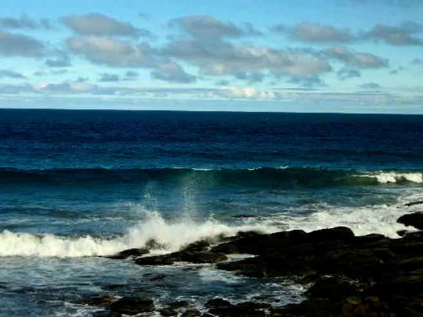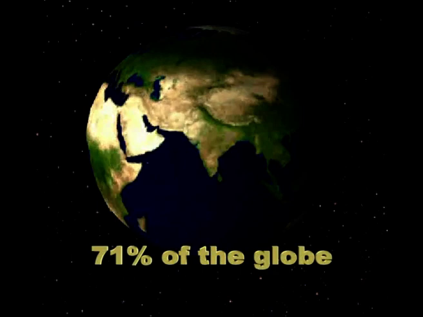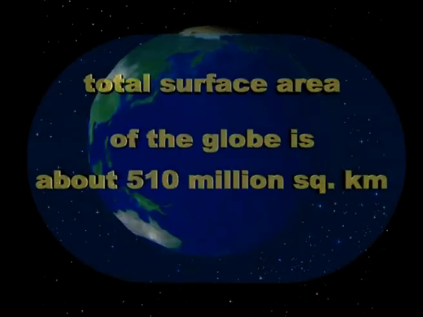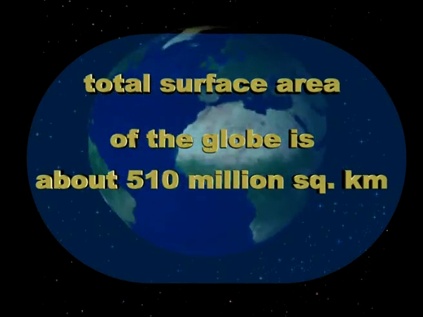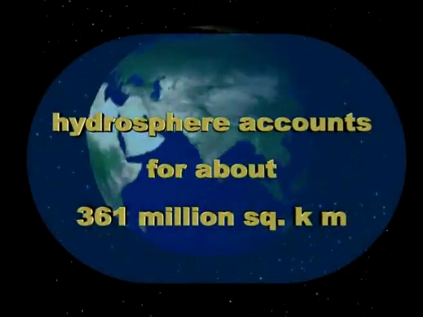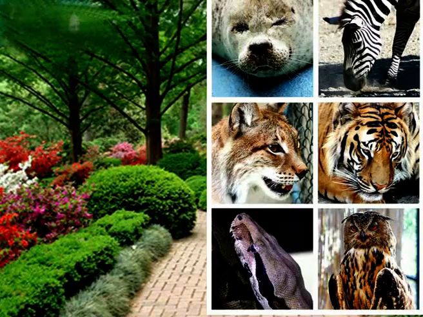Oceanic water. The sources of surface water are precipitation, melting of ice, springs and seepages. The groundwater is also called subsurface water or underground water. The oceanic water or hydrosphere covers 71% of the total surface area of the globe. The total surface area of the globe is about 510 million square kilometers, out of which the hydrosphere accounts for 361 million square kilometers. Another important resource is plants and animals.